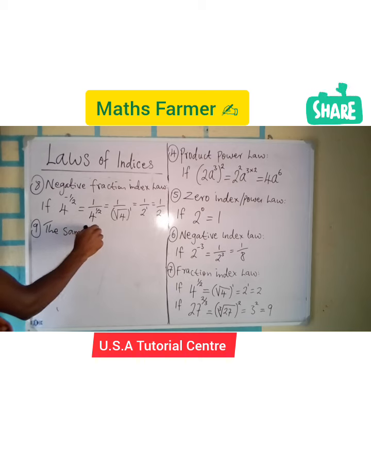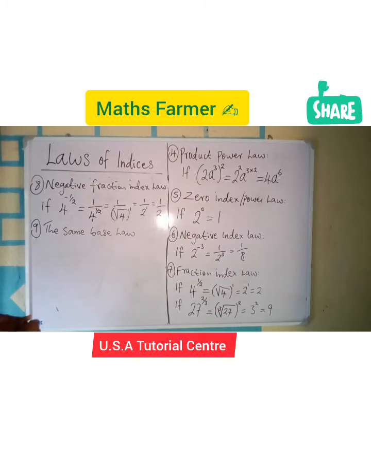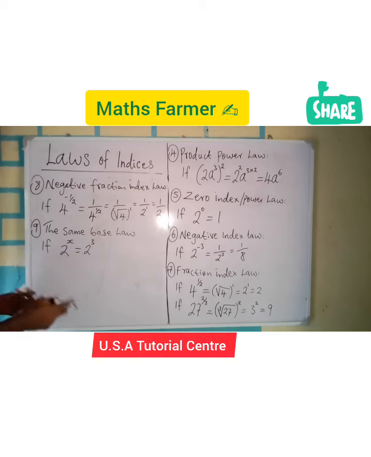It is the same base law. When we have indices equations, this law applies. What we mean by indices equation is, if we have maybe 2 raised to the power of x equals 2 raised to the power of 3, the bases are the same. Since they have the same base, their powers, their indices, are equal. So you equate their powers, which means x equals 3.